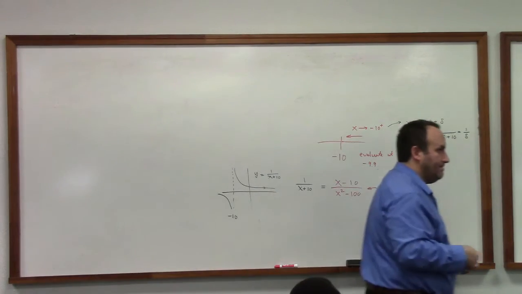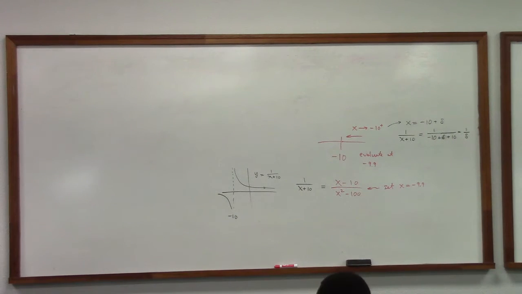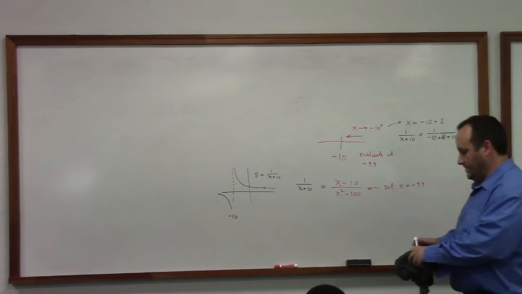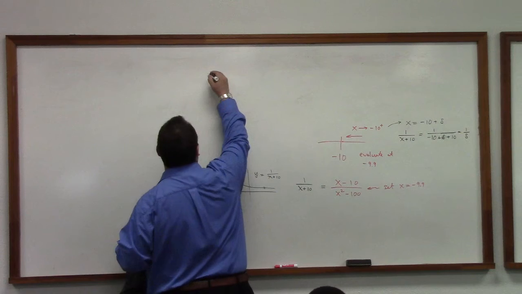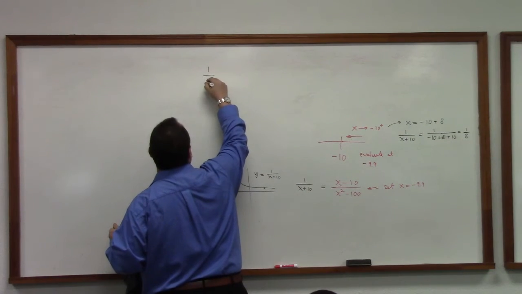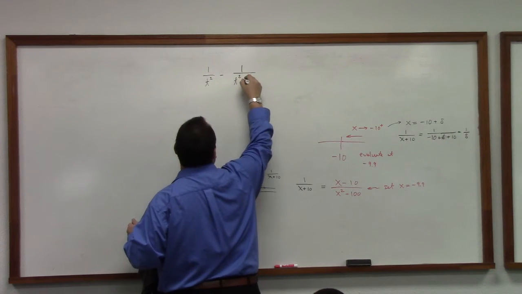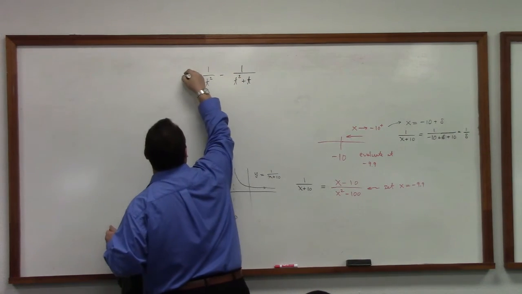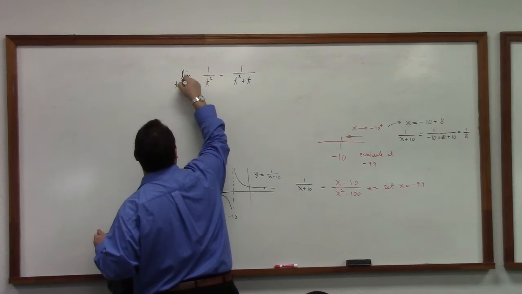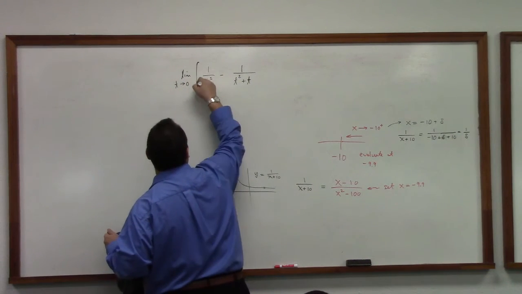Other question? Yep. So, on number 29, it was 1 over t squared minus 1 over t squared plus t? Is it minus 1 over t squared plus t? Yeah. And that was the limit as what? As t goes to 0.